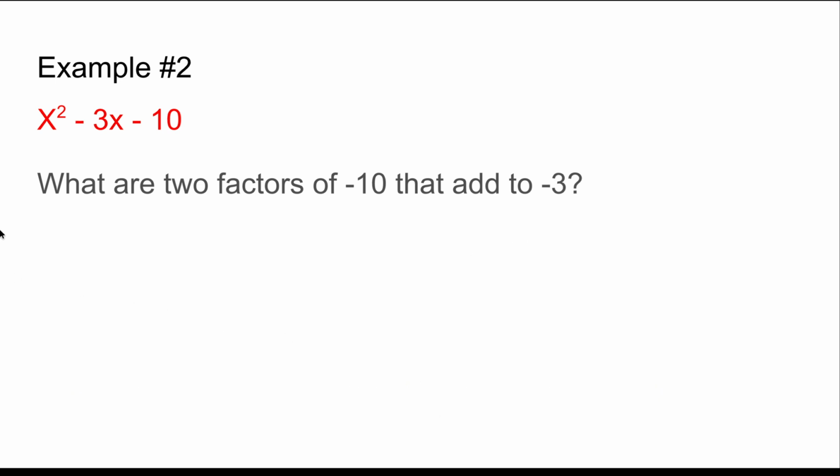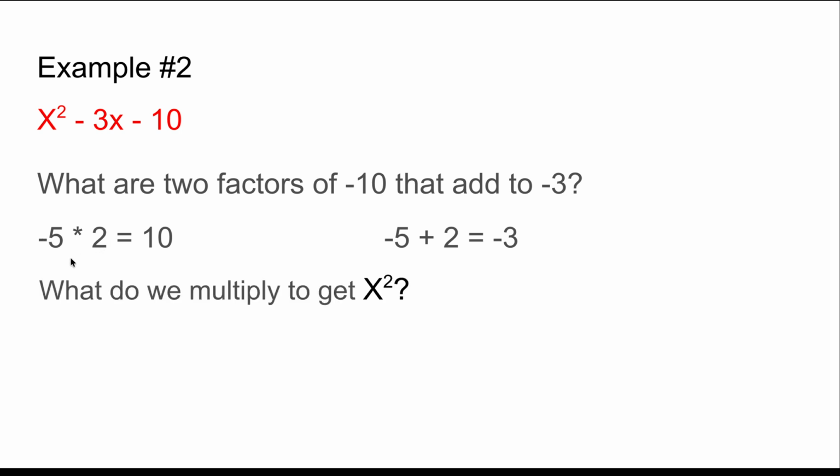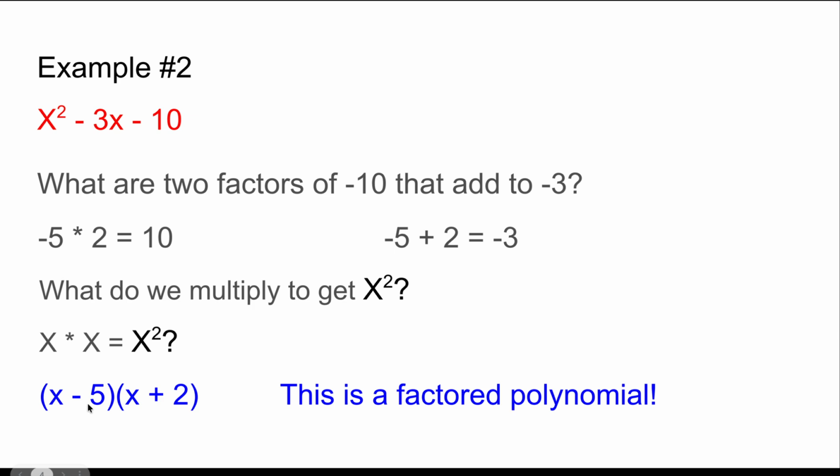Example number 2. What are the two factors of negative 10 that add to negative 3? This time we need it to add to negative 3, so we're going to be doing the opposite. Another little typo here, sorry. Negative 5 times 2 would give us negative 10, and negative 5 plus 2 would give us negative 3. So this time we're going to give the 5 the negative and 2 will be positive. Therefore our answer will be x minus 5 times x plus 2. We're doing the same thing as when we factored before, except we just have to pay more attention to our negative and positive factors.